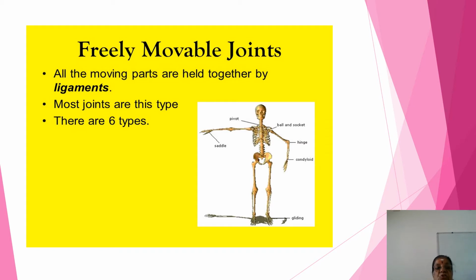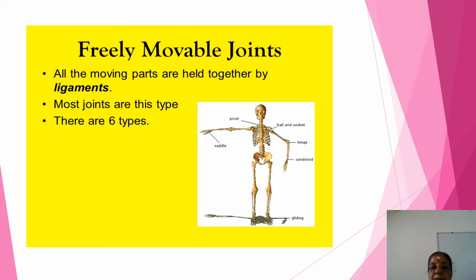And most joints are of this sort. Most joints are this freely movable type. There are 6 types. Ball and socket joint, pivot joint, hinge joint, and condyloid joint.